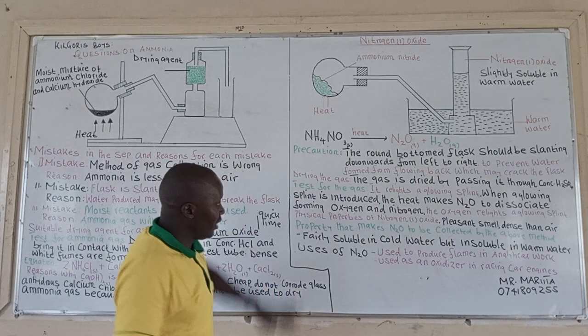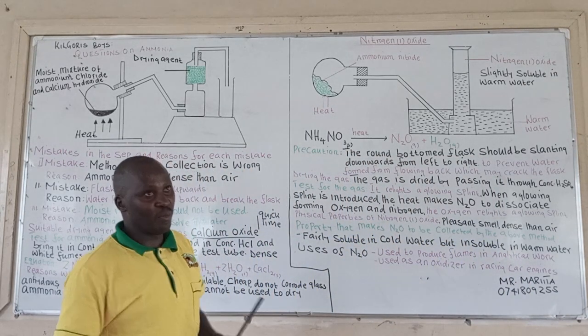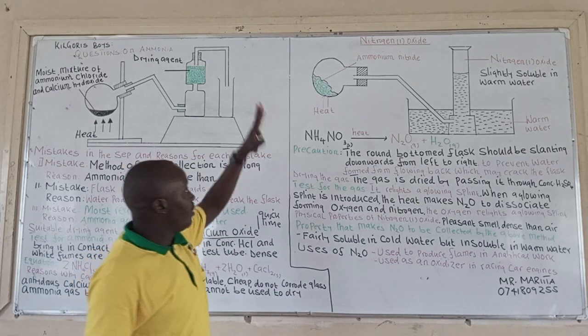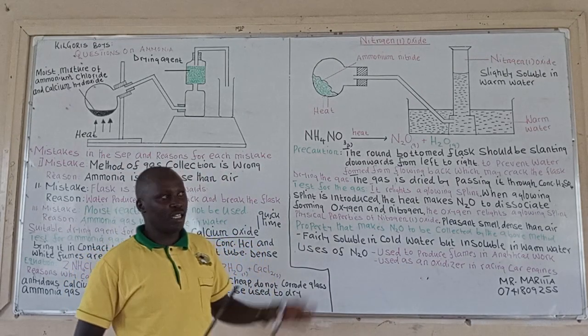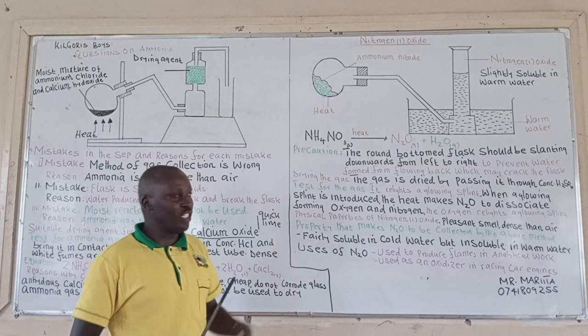That is a simple summary on laboratory preparation of ammonia gas and the expected questions. Next is laboratory preparation of nitrogen(I) oxide and the expected questions. You can go through it.